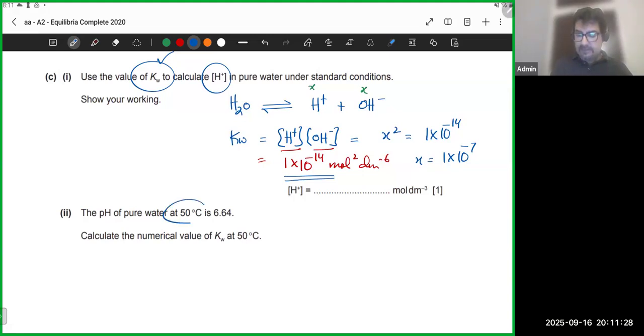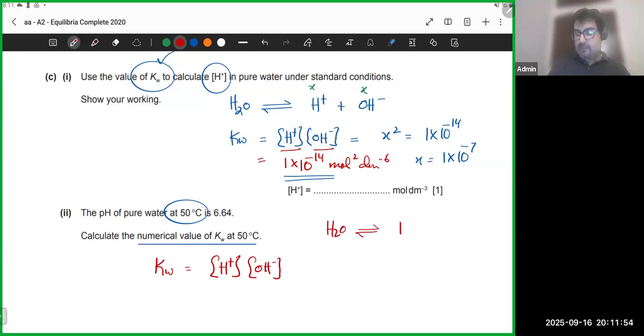Remember, the temperature has changed. Whenever you change temperature, the Kw value will change, and that is exactly what he's asking. He's asking the value of Kw at 50. Now, Kw has the same exact expression, H plus 1 times OH ions. And water will ionize, so it will produce both ions in exactly the same quantity. 1 H plus 1, 1 OH ions.